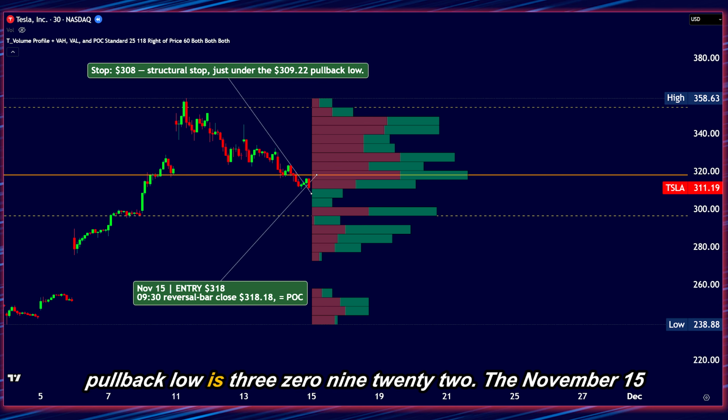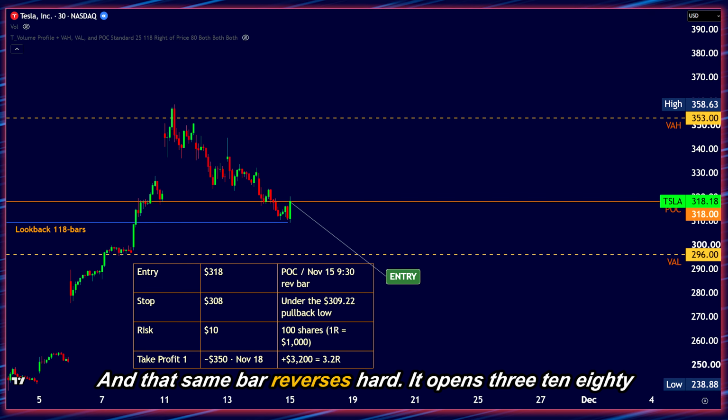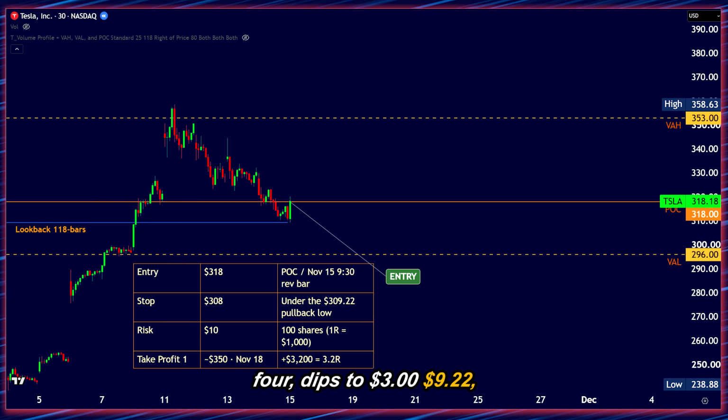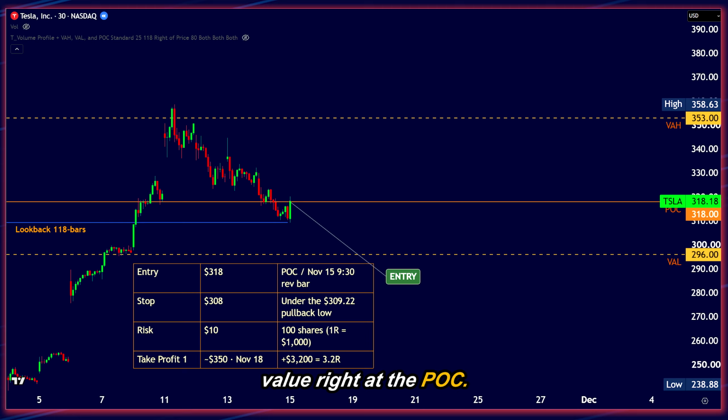The pullback low is 309.22. The November 15th 9:30 bar marginally under the prior day's 310.37. And that same bar reverses hard. It opens 310.84, dips to 309.22, and closes 318.18, reclaiming developing value right at the POC. That's your trigger.